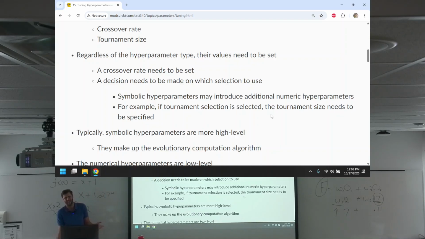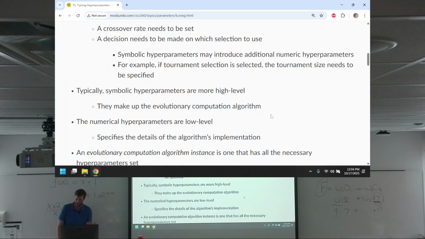But at the end of the day, remember, we're using these things for sufficiently hard problems where we don't really know what else to do, so we're just trying whatever we can to see what sticks. That's why we're using this computational intelligence. So we need to make decisions.